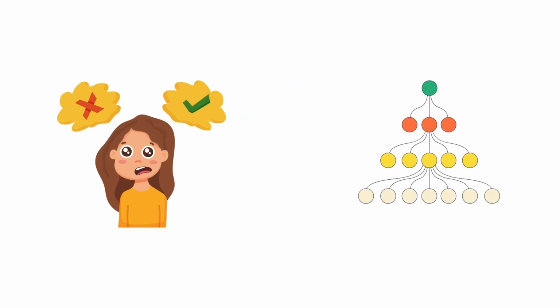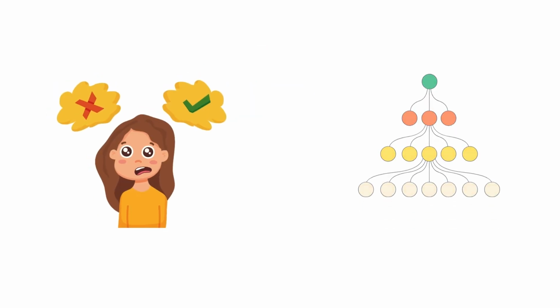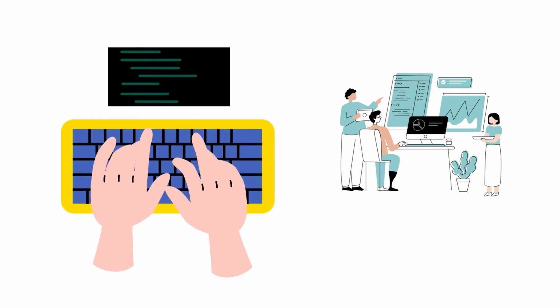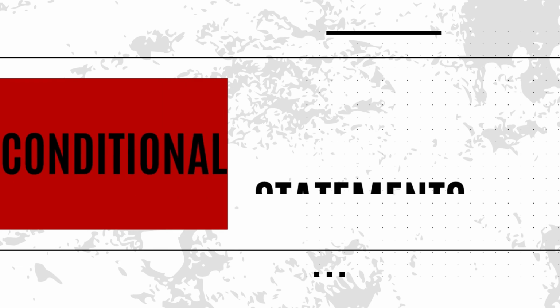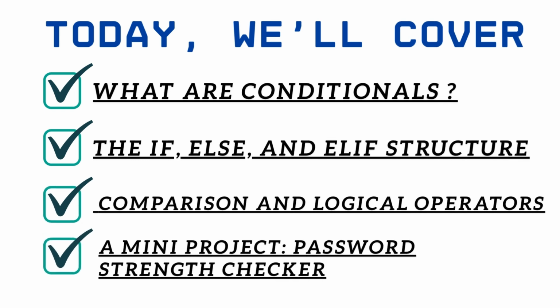In our life, we have to take decisions, right? Just like that, a computer program has to take decisions to solve a problem. For this, we have to learn about conditional statements and comparison and logical operators. We'll learn today what conditionals are, the if-else statements, comparison and logical operators, and a simple project.